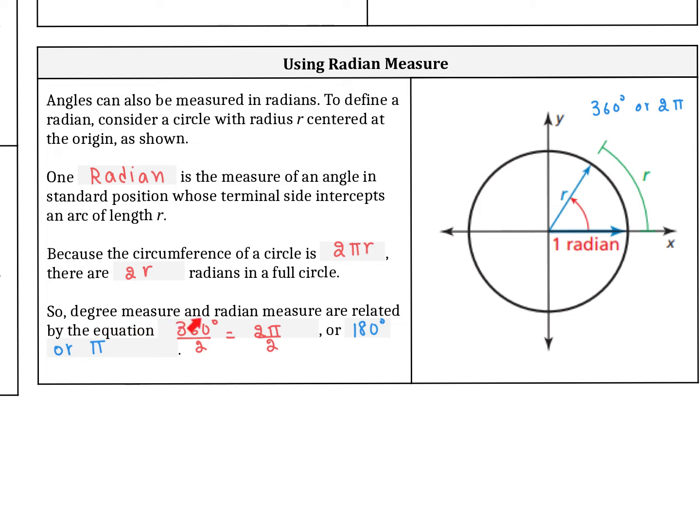So degree measure and radian measure are related by the equation 360 degrees is the same as 2 pi radians. 360 divided by 2 equals 2 pi divided by 2, which ultimately is 180 degrees or pi. Pi is the same as 180 degrees.